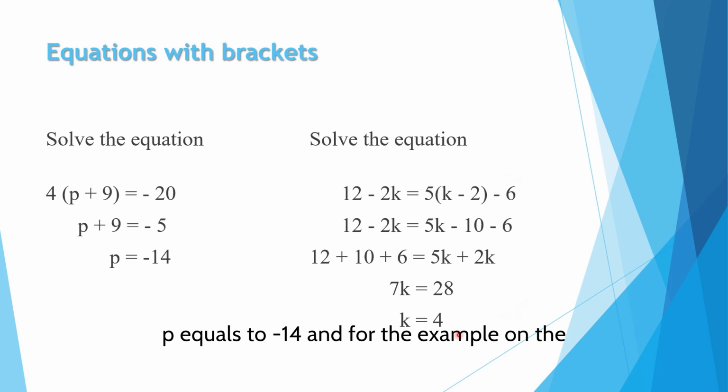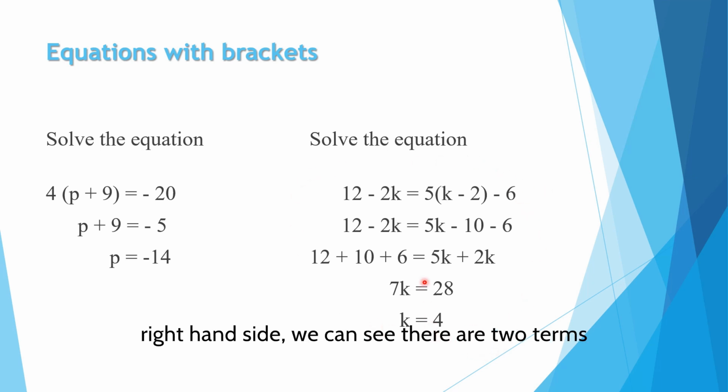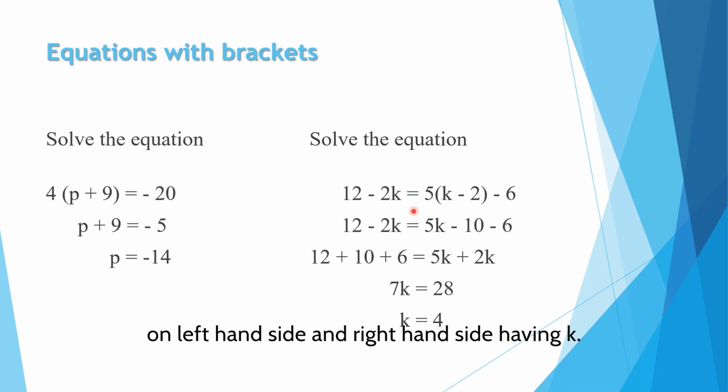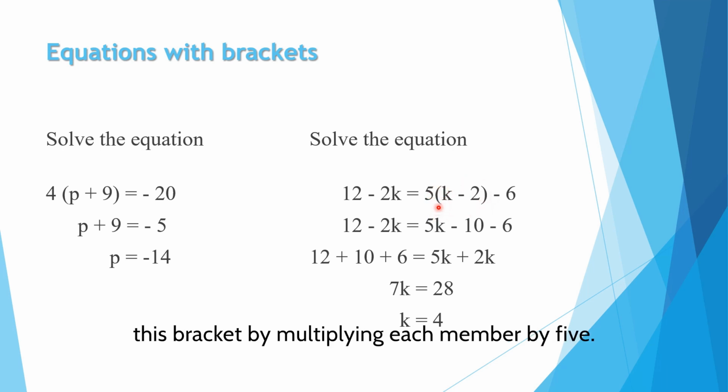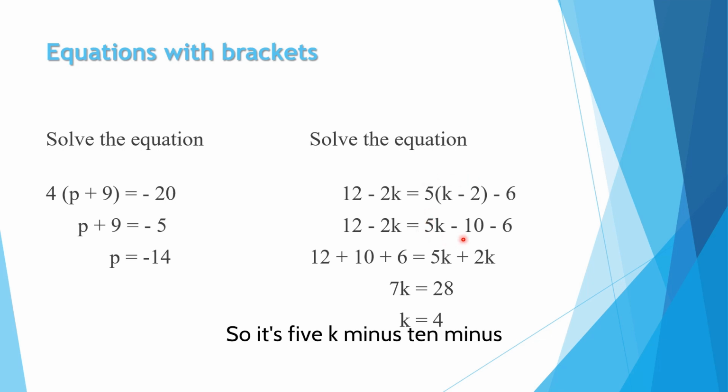And for the example on the right-hand side, we can see there are terms on the left-hand side and right-hand side having k. Our first aim is to group the like terms together, so that finally we can make k the subject and solve the equation. So the first step can be to expand this bracket by multiplying each member by 5. So it's 5k minus 10 minus 6 on the right-hand side.